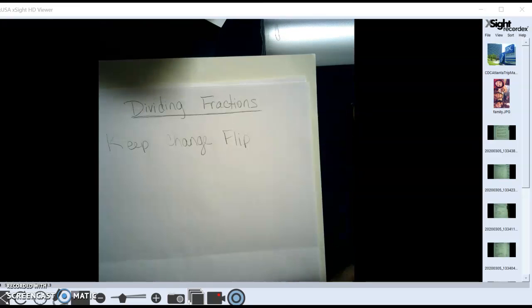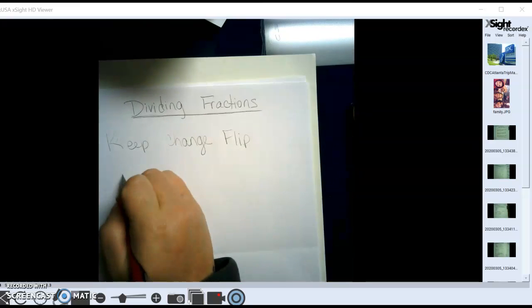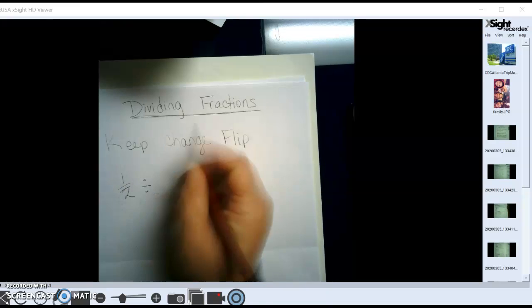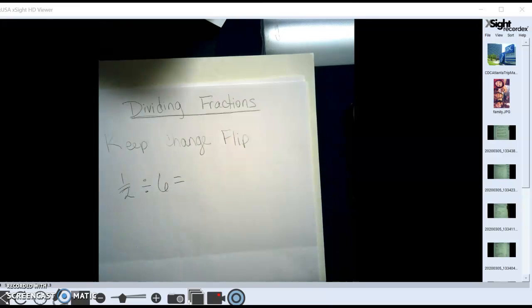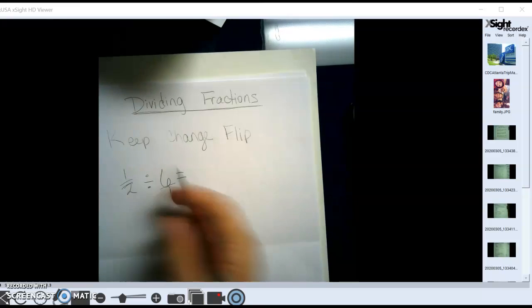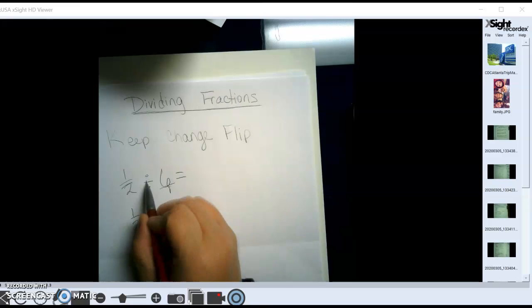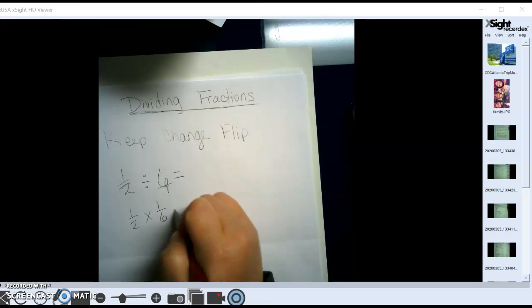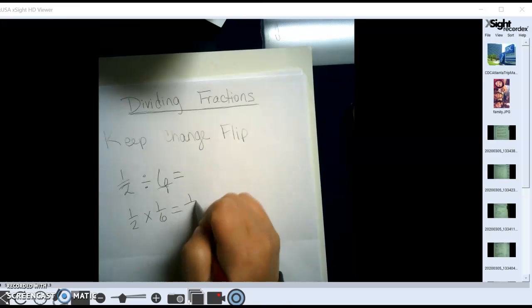So let's start out with 1/2 divided by 6. All right, so I imagine that 6 is over 1. That's the first thing I do. Then I keep this one. I change the division to multiplication, and I flip this one upside down so that the answer is 1/12.